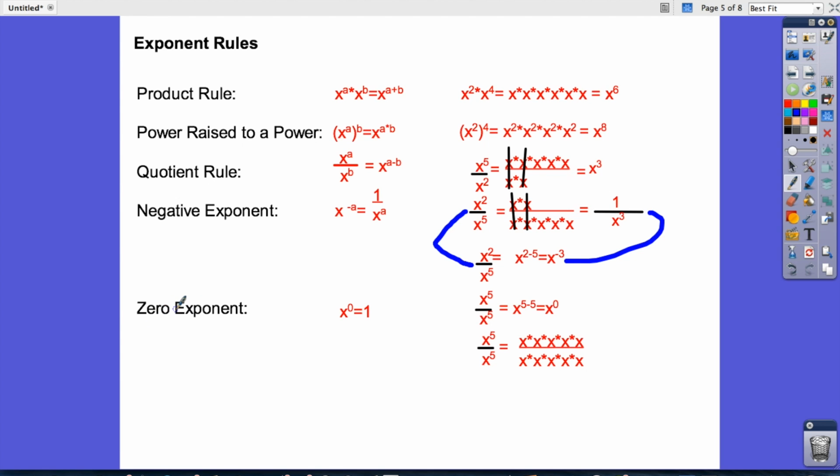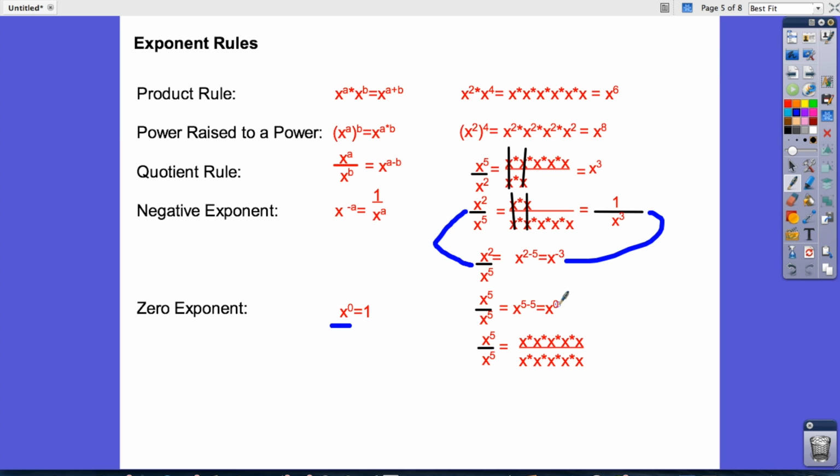A zero exponent is the easiest to remember. It means anything that's raised to the 0 power is equal to 1. So if we had 1,000,000 to the 0 power, that's equal to 1. So here's the proof. We have x to the 5th divided by x to the 5th. If you subtract using the quotient rule, we have x to the 5 minus 5, which is x to the 0 power.